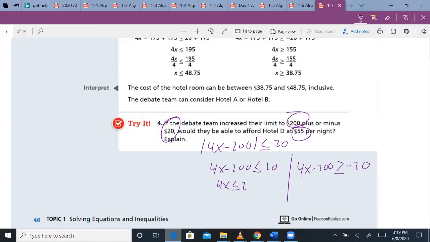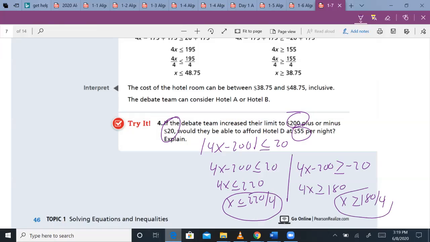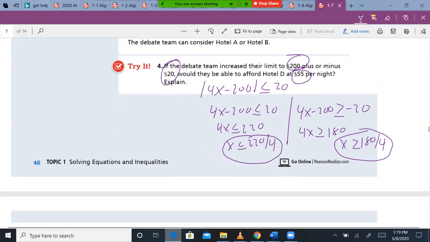4x less than or equal to 220, so x has to be less than or equal to 220 over 4. But it also has to be greater. Let's get x by itself here. That's 180, and right here, 180 over 4. So it's got to be between 180 over 4 and 220 over 4 dollars for your total. Notice how x is by itself for both of these. You can use a calculator to give you that amount in dollars too.